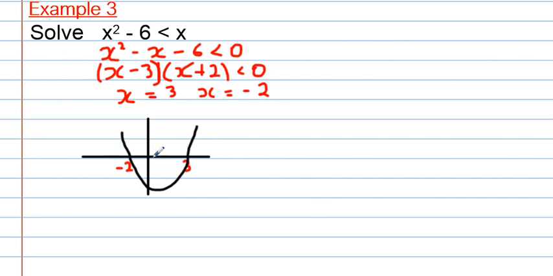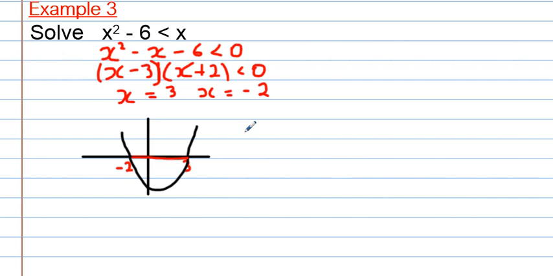What about this region in the middle here? Let's try the number 0. 0 minus 3 is minus 3, and 0 plus 2 is 2. So minus 3 times 2 will give you minus 6, and that satisfies that region. It means the region we are looking for is here. It's less than 0, it's below 0 there.